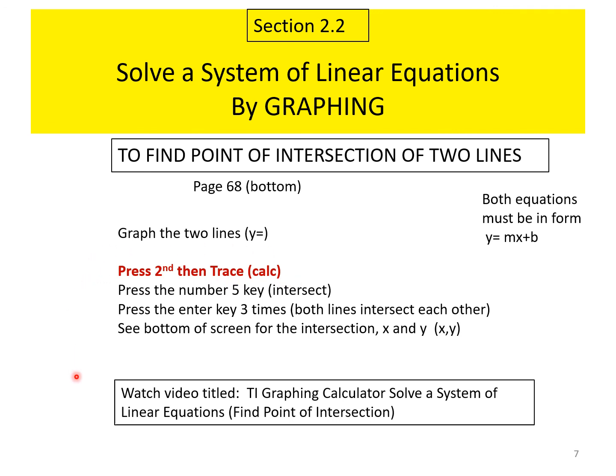I'd really like you to go over and watch this video, find the point of intersection, right after looking at this. You don't have to copy these instructions down. If you need them, you can come back to them. They're also in the textbook. But I think watching the video will help you do this.